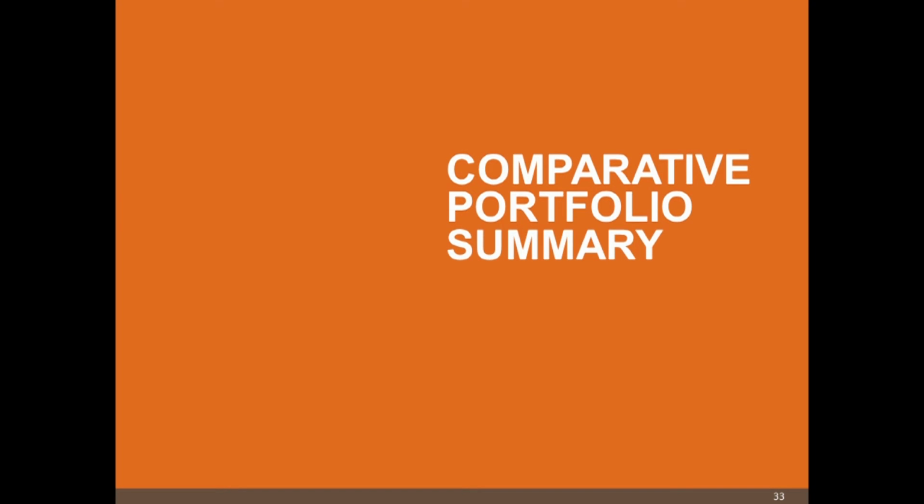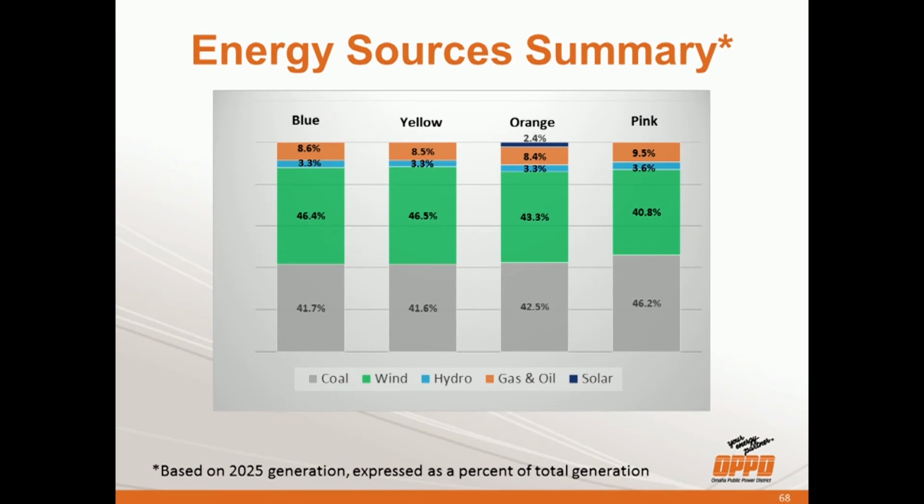So now that we've looked at the 4 portfolios and the risk that's associated with each of those 4 portfolios, let's look at the attributes comparatively across all 4. This graph is an energy sources summary, which is based on 2025 generation, which is sort of a midpoint that we identified in the study period.